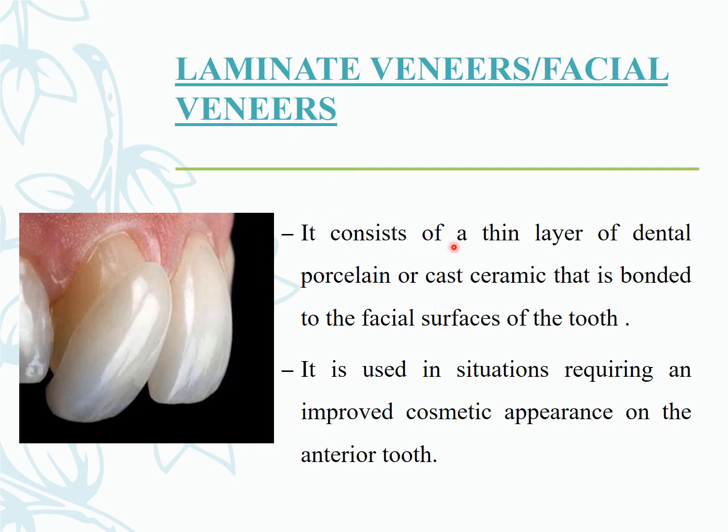It consists of a thin layer of dental porcelain or cast ceramic that is bonded to the facial surface of the tooth, okay? It is used in situations requiring an improved cosmetic appearance on the anterior teeth, usually indicated for improving the cosmetic appearance, guys. So people get it done from 3 to 3 or 5 to 5, meaning premolar to the first quadrant premolar, like 1 5 to 2 5.